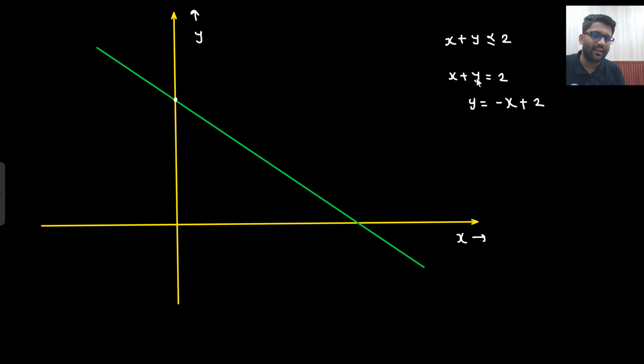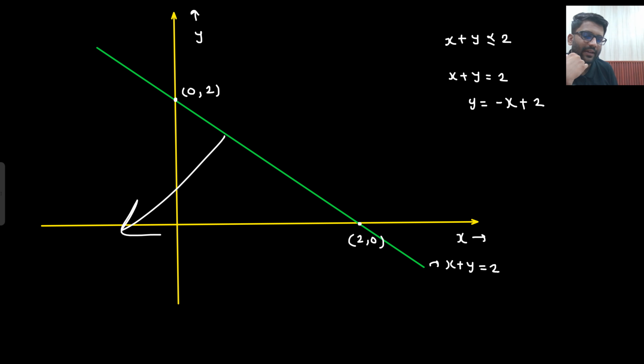Or what you can do is, if you put x equals to 0, what will be y? If you put x equals to 0, y will be 2. If you put y equals to 0, x will be 2. This line we have drawn, which is x plus y equals to 2. But x plus y less than equals to 2 is what we need. That means either this region will be there or this particular region will be there. So which particular region will be there? How will you check? You take any random point.